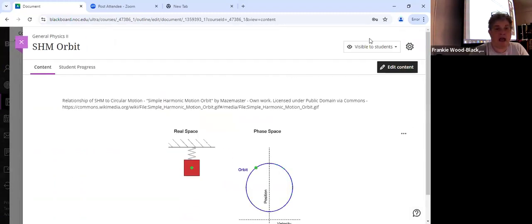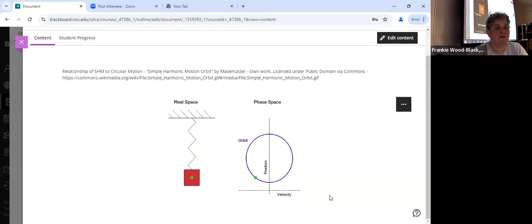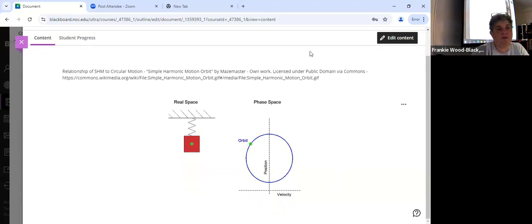Here we go, looking at the comparison of the bobbing up and down and going around the unit circle. So you can see how we're still getting the same motion as things are bobbing and going back and forth.